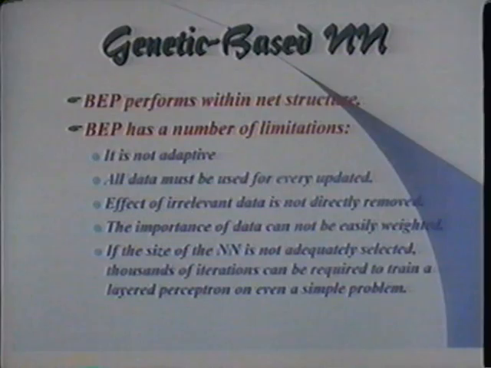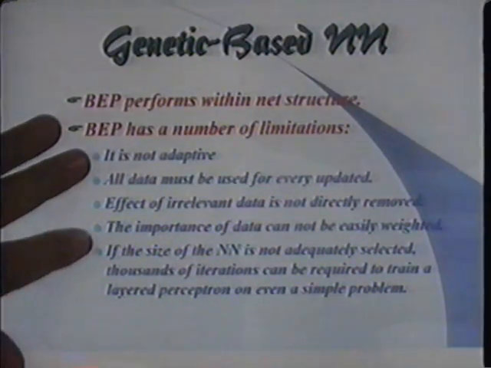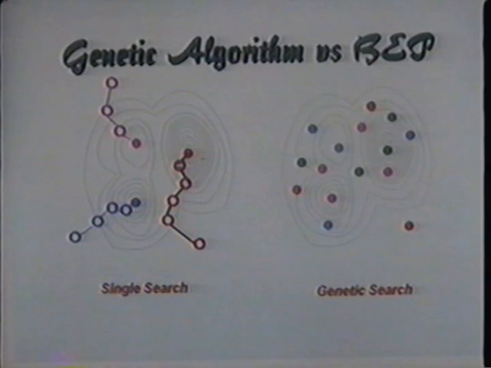And if the size of the neural network is not adequately selected, it's going to take forever to train the neural network on a very simple problem. Well, let me show you this slide here, which compares two techniques. One of them would be the back error propagation technique, for example, or single search technique, and the other one will be a genetic algorithm used for training of a neural network.